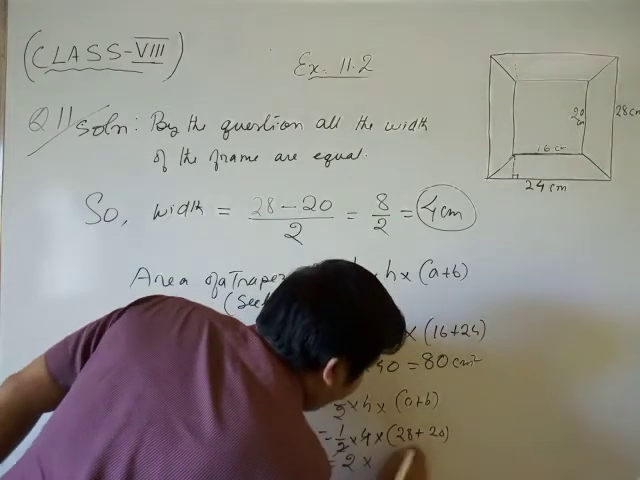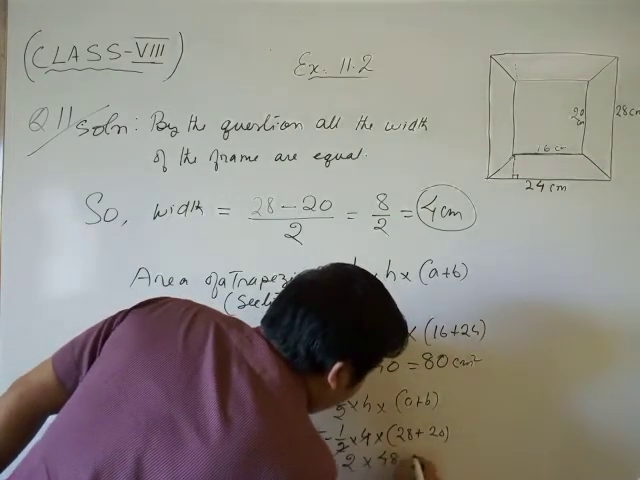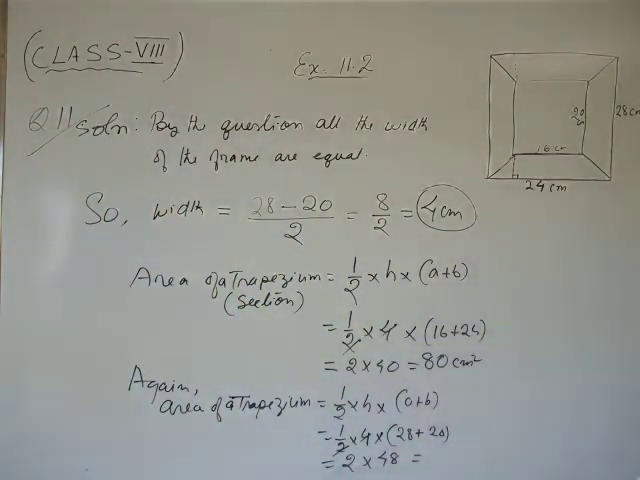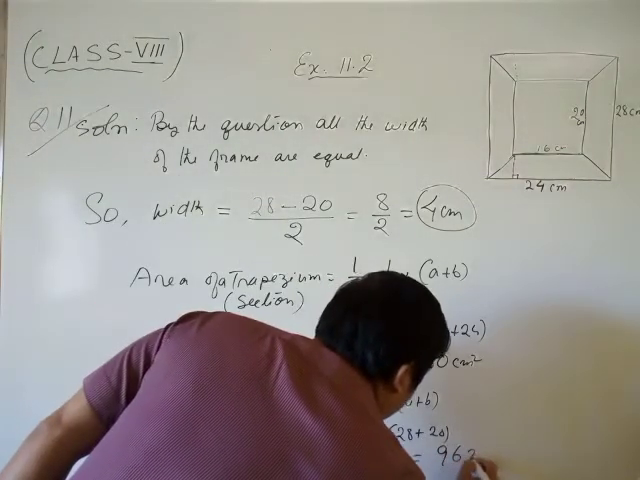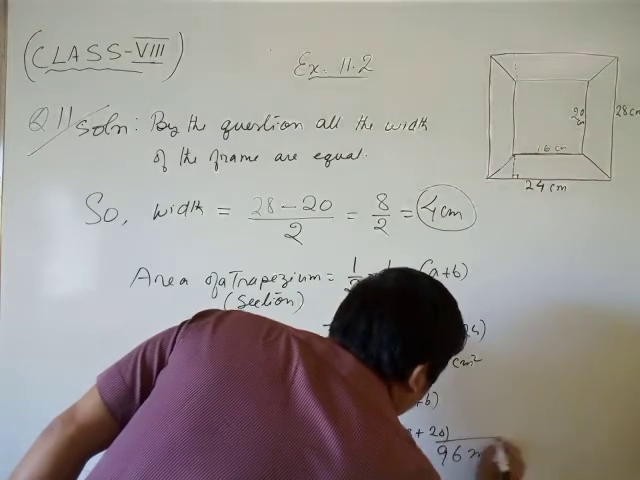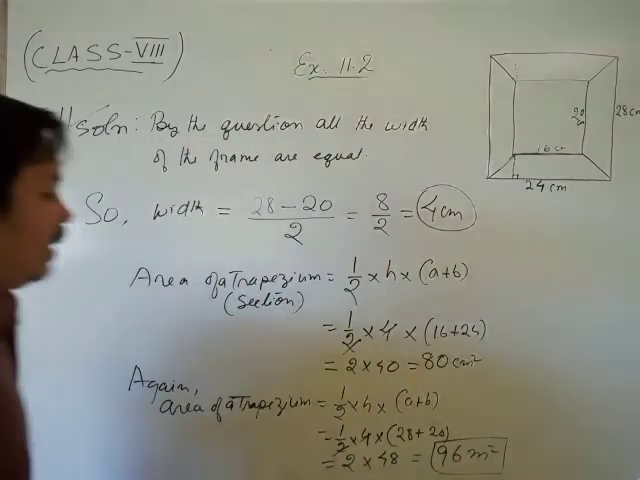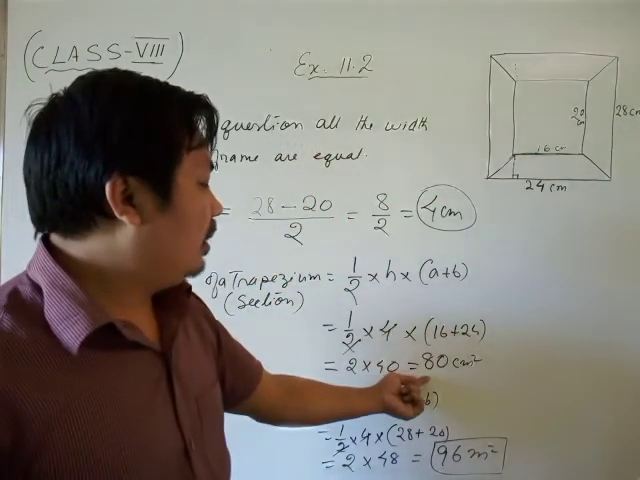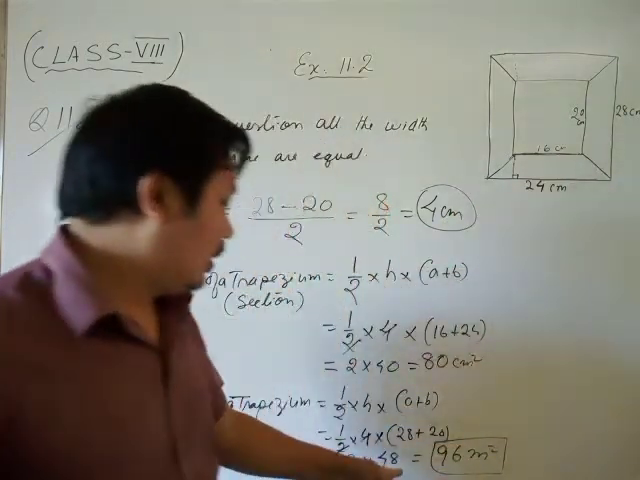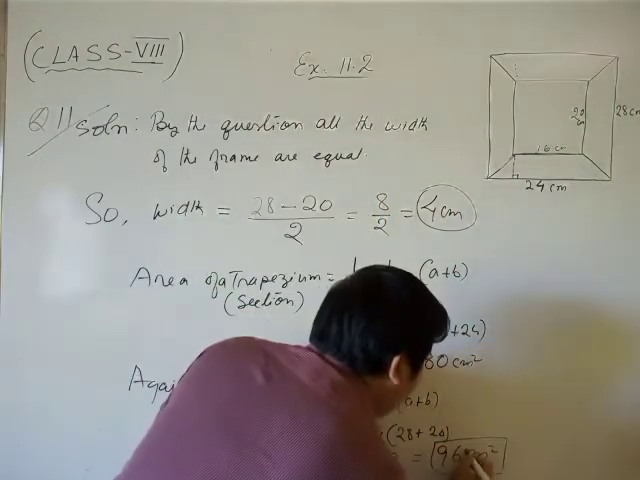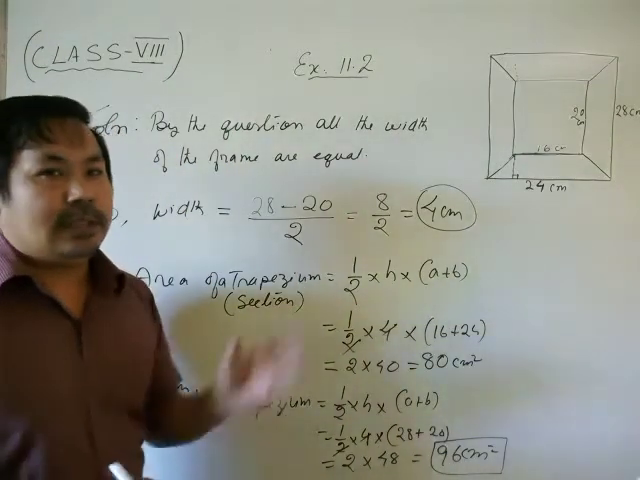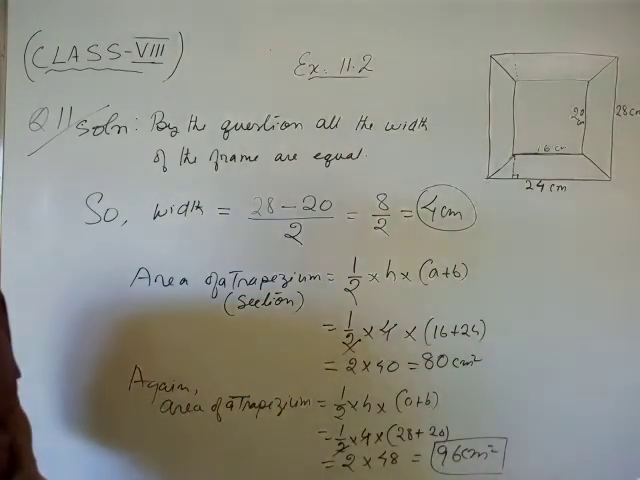2 into 48. So how much do we have, 48 you see here? Yes, it is 96 meter square. 96 meter square is the area of the another section. One section has an area of 80 centimeter square, another section has 96 centimeter square. Okay, so we got the area of all the sections. So this is the answer for question number 11.